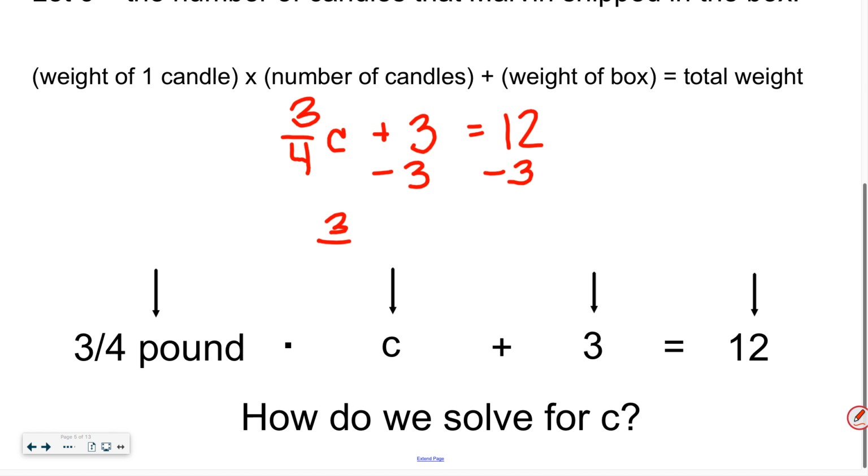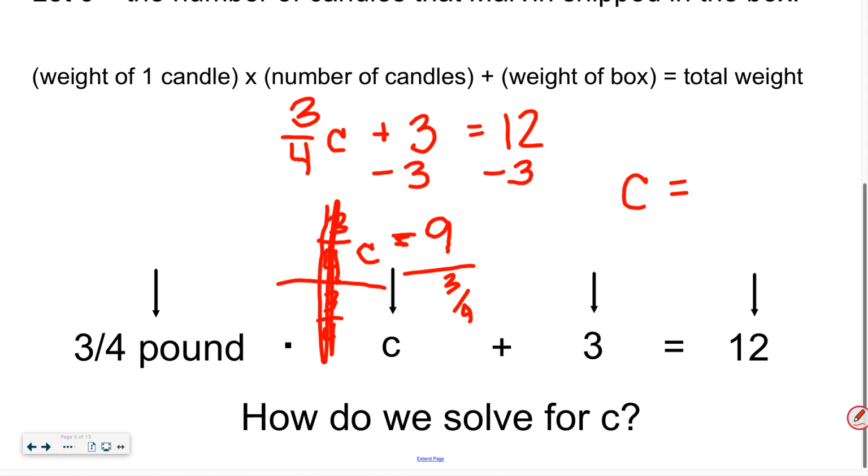So now I have 3/4 C equals 9. And now what's the last thing I have to do to get the C by itself? Divide. Divide by 3/4, good. And the reason I'm dividing by 3/4, it doesn't matter if it's a fraction or a decimal. Whatever is happening to my variable, inverse operation. So now, any number divided by itself is 1. So I have C equals 9 divided by 3/4, which Marco pointed out is the same as 9 times 4/3. We still get an answer of 12.